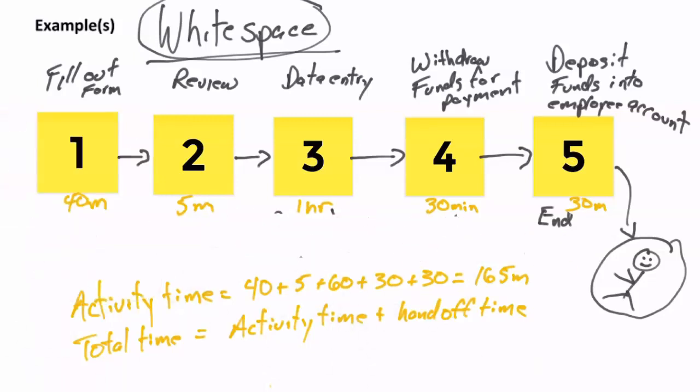So it turns out that the handoff time between the first step and the second step, after I get done filling out the form and I pass that off to my manager: I filled it out on a Monday morning. My manager reviewed it Friday afternoon. That's 4.5 days.